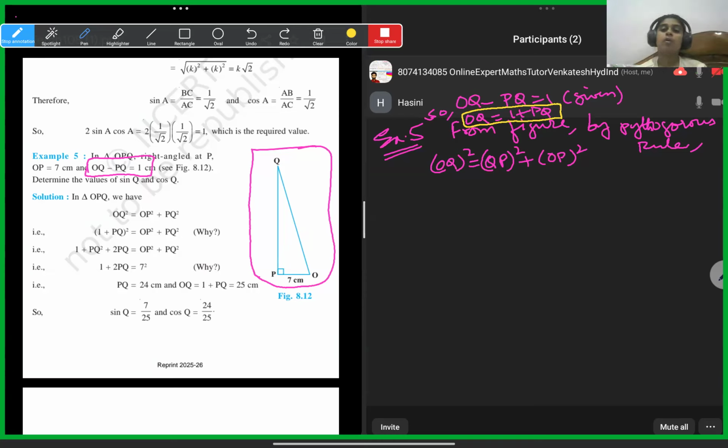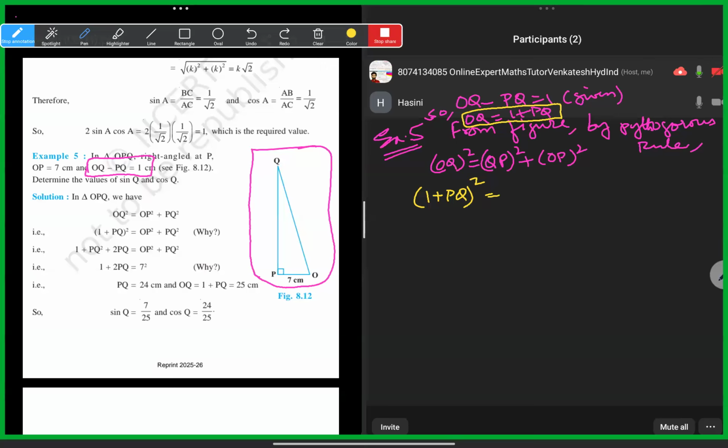Now what we will do is just substitute here. In the OQ place, I'll write 1 plus PQ, and square is there. Now QP I wrote it now, I'll just rewrite it as PQ. QP or PQ, same.